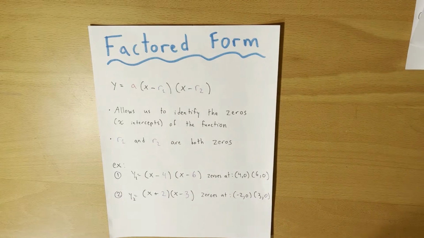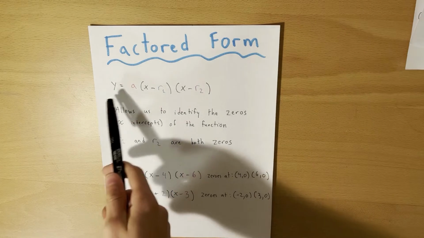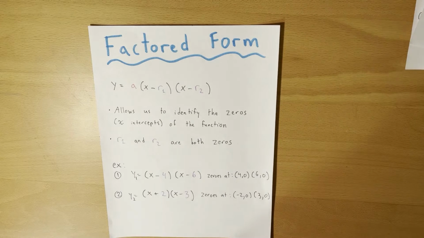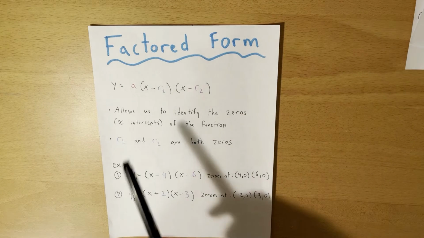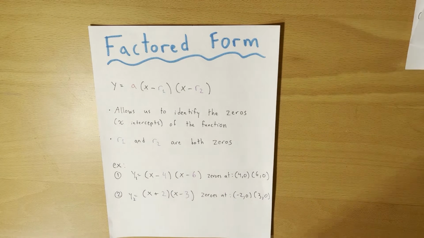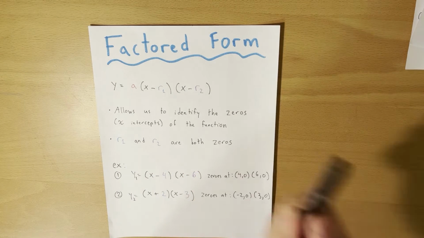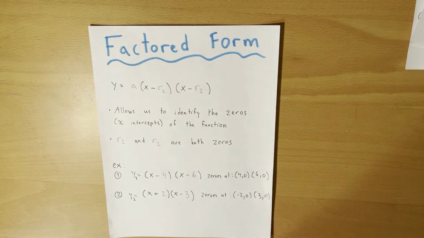Now I'll be taking a look at the factored form. So this right here is an equation of a parabola written in the factored form. Notice there's the a again, and this a essentially gives you the exact same information as it does when it's written in the standard form. The factored form is useful because it allows us to easily identify the zeros, which are the x-intercepts of the parabola. So r1 and r2 here are both the x-coordinates of the x-intercepts of the parabola.